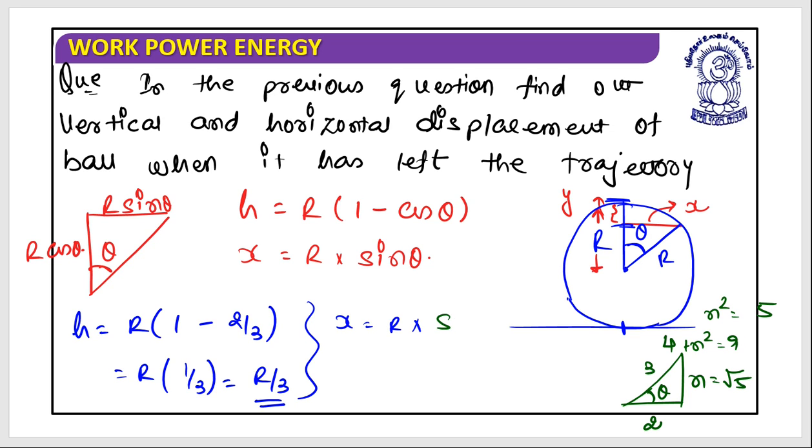So from this, x is equal to r sin theta. This is equal to r into sin theta. From this, sin theta is root of 5 by 3. So this is the horizontal displacement that it has traveled. I hope this is clear.